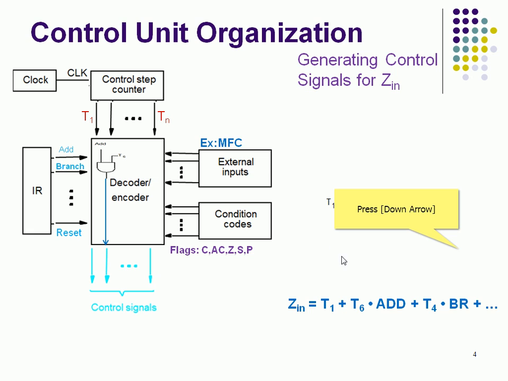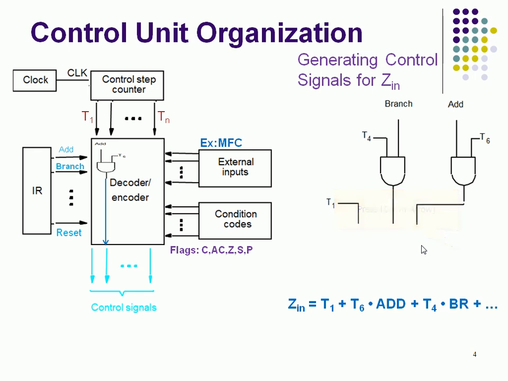T6 dot add, which means that is an AND operation. So T6 and add operation, that is an AND operation. T6 comes from the step counter and the add operation comes from the IR. Both meet here and are ANDed. The ANDing generates that signal, and one more is T4 and branch. The branch instruction requires the fourth clock pulse, so those get ANDed, and all three should be ORed, right? All three should have add and ORing will take place.